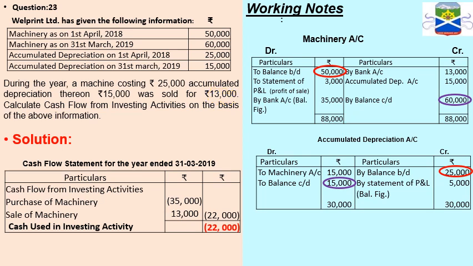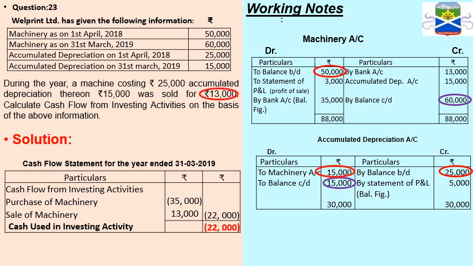Now the next part will come, that is the information on accumulated depreciation. Look at the accumulated depreciation in the question given, 15,000. That 15,000 will be put in the machinery account as well as the accumulated depreciation account. So this 15,000 will go in the opposite direction, one in the accumulated depreciation account and one in the machinery account. On the debit side it will come in the machinery account, and on the credit side it will come by accumulated depreciation account 15,000.